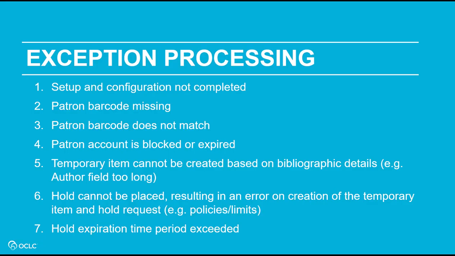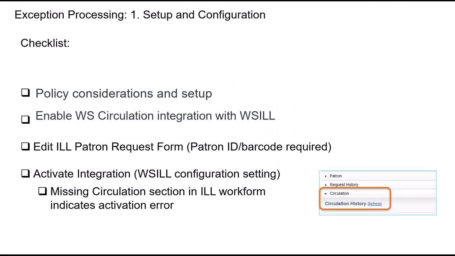Next topic is about some exceptions and some ways that you can deal with the issues that might arise during the integration process. Let's briefly go over these exceptions. Verify that all setup and configuration steps are completed correctly. For example, if the circulation section is missing on the ILL work form, this indicates an activation error. Review the documentation and view the part of this recording that outlines the configuration process to avoid the configuration errors.